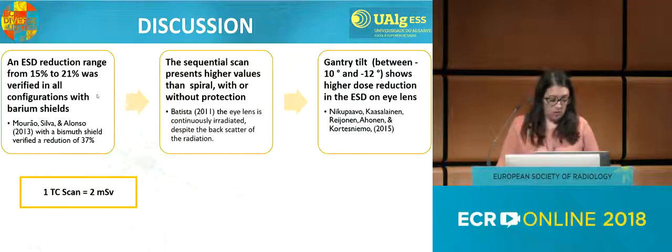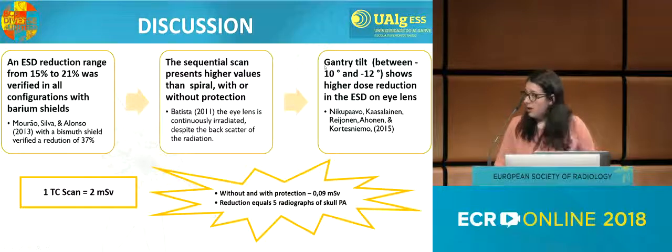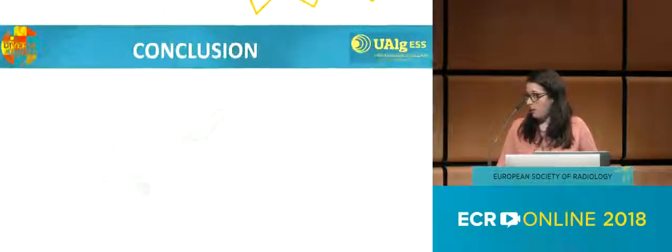In comparison, one head CT equals 2 millisieverts. In general, the reduction between without and with protection was 0.09 millisieverts. This equals 5 radiographs of skull PA.